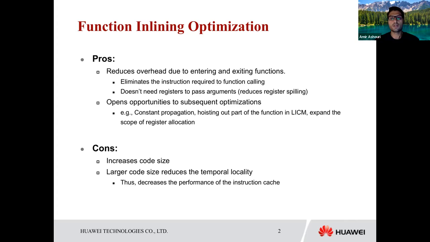In many state-of-the-art compilers such as LLVM, many optimizations come after inlining in standard optimization pipelines such as -O2 or -O3. So having a good and intelligent inliner opens up opportunities for your subsequent passes as well. As the obvious con of aggressive inlining, it's going to increase the code size of the application by inlining the function body into the caller. And in certain cases, larger code size can reduce temporal locality, so you're going to have issues with instruction cache misses.